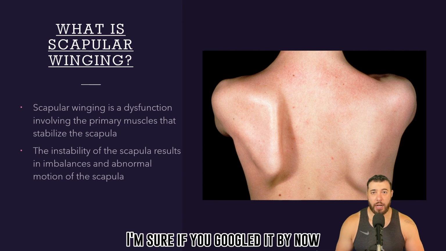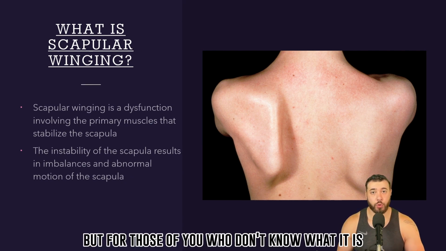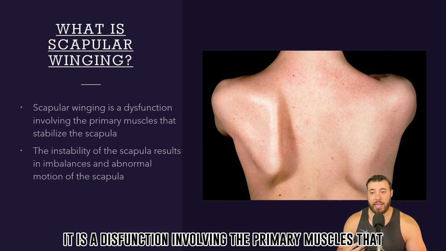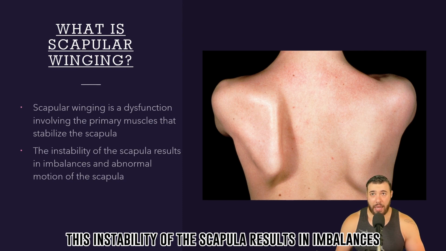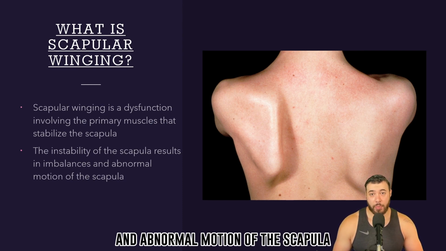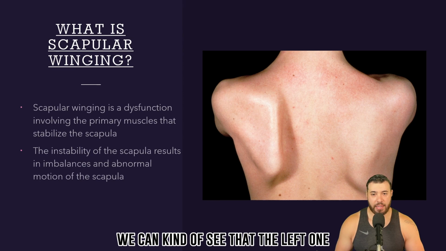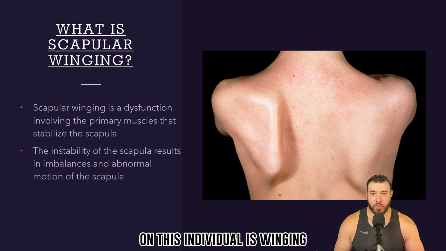I'm sure if you Googled it by now, or if you have this, you already know, but for those of you who don't know what it is, it's a dysfunction involving the primary muscles that stabilize the scapula. This instability of the scapula results in imbalances and abnormal motion of the scapula. So here we have a picture. We can see that the left one on this individual is winging.